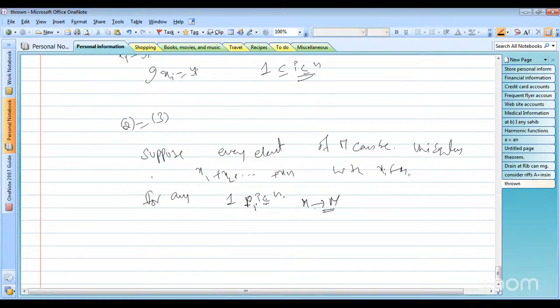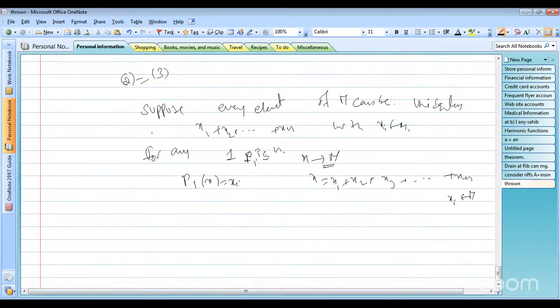Pi of x is equal to xi, where x is equal to x1 plus x2 plus x3 and so on plus xn, and we are taking here xi belongs to Mi. So clearly Pi is an R-module homomorphism of M into itself. Therefore Pi is an endomorphism of M.